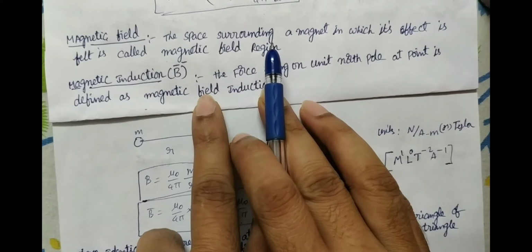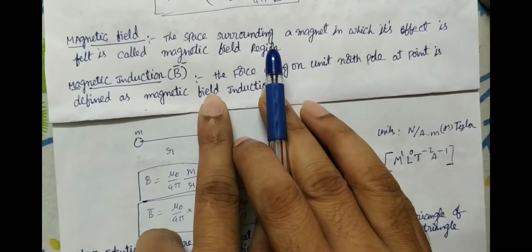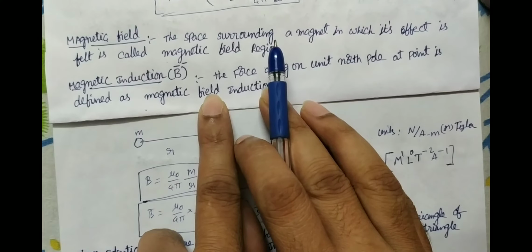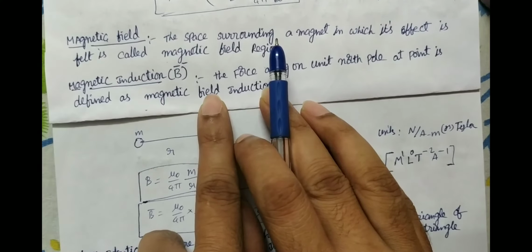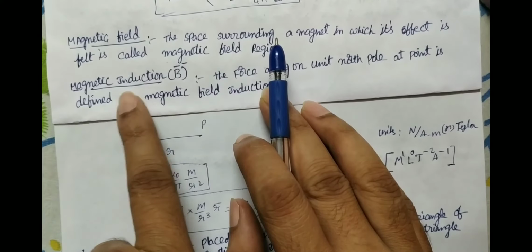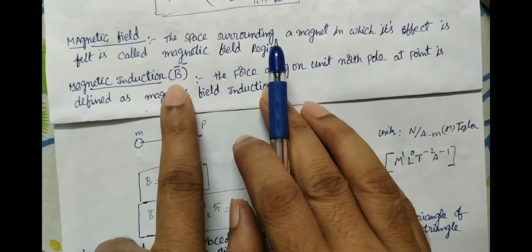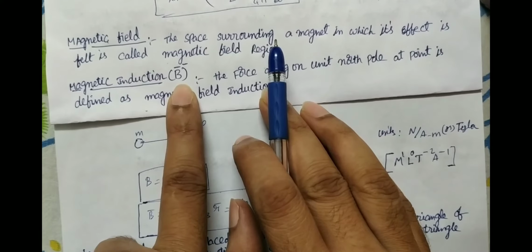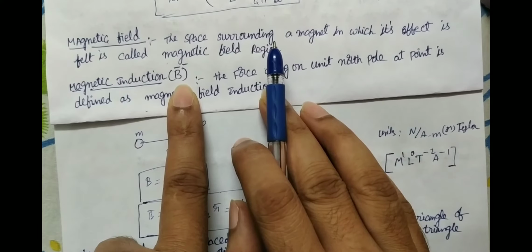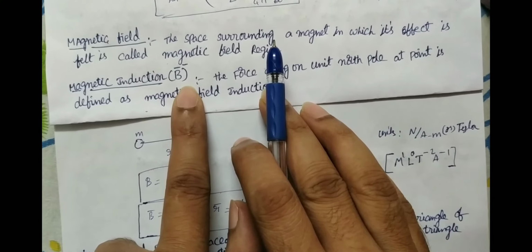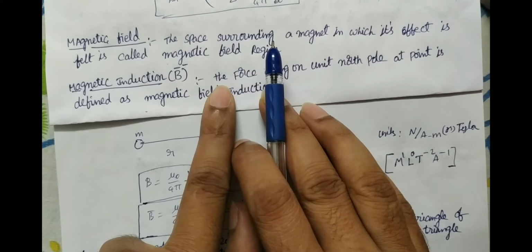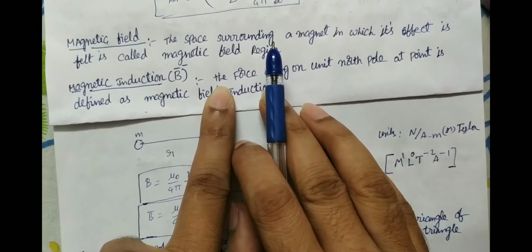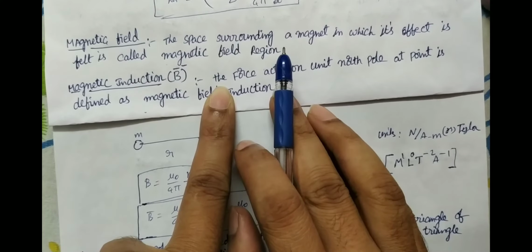And after that, magnetic induction. Just like in electrostatics there is electric field intensity, here in magnetism magnetic field induction is there, which is represented with B bar. In electrostatics it is represented with E bar, here it is B bar. How do they define B? It is the force experienced by a unit north pole at a particular point. We can say field intensity at that particular point.